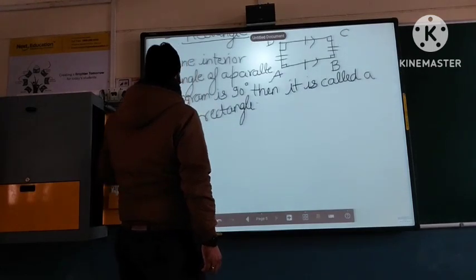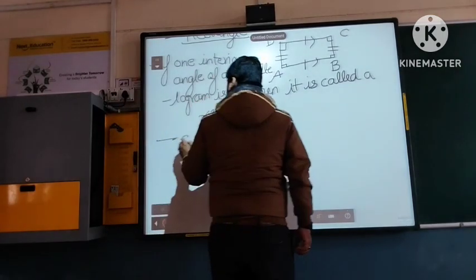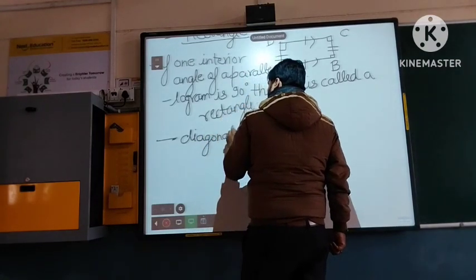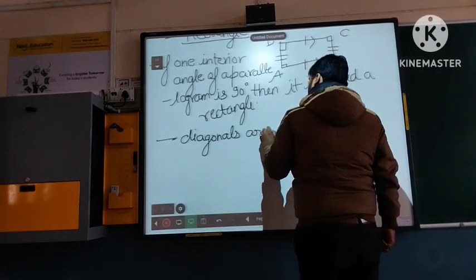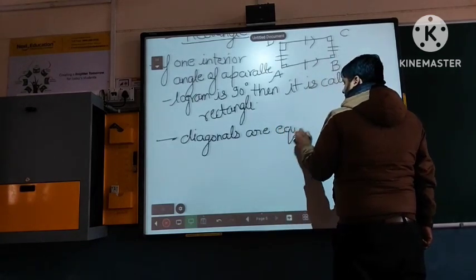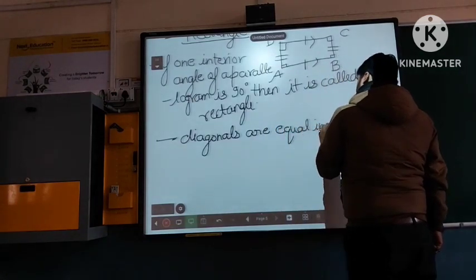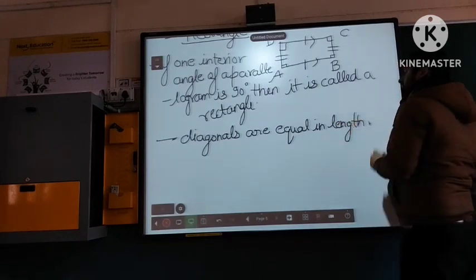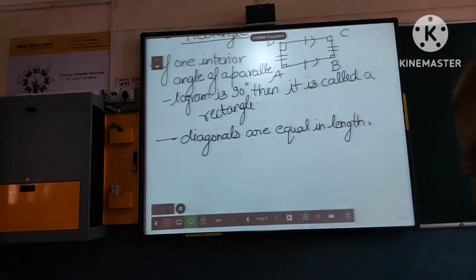So a rectangle is basically a special type of parallelogram only. And some more properties are there. See, diagonals bisect each other in case of a parallelogram. Diagonals will be of equal length. Diagonals are equal in length. That means AC equals BD. And you have seen also already that each interior angle is 90 degrees. Opposite sides are equal and parallel.